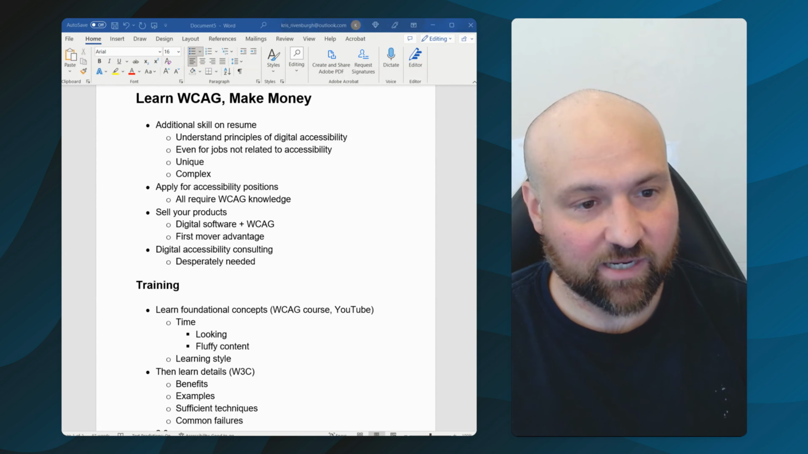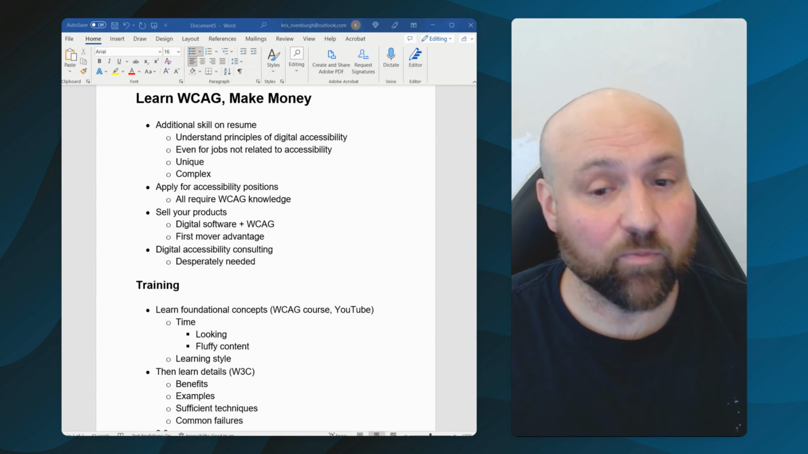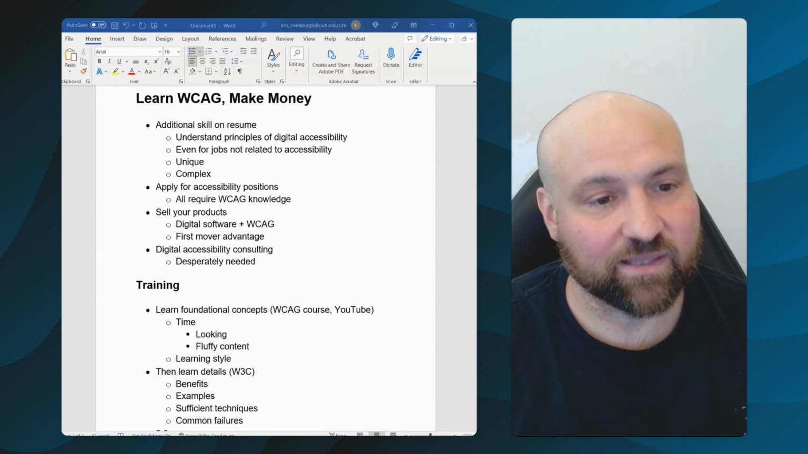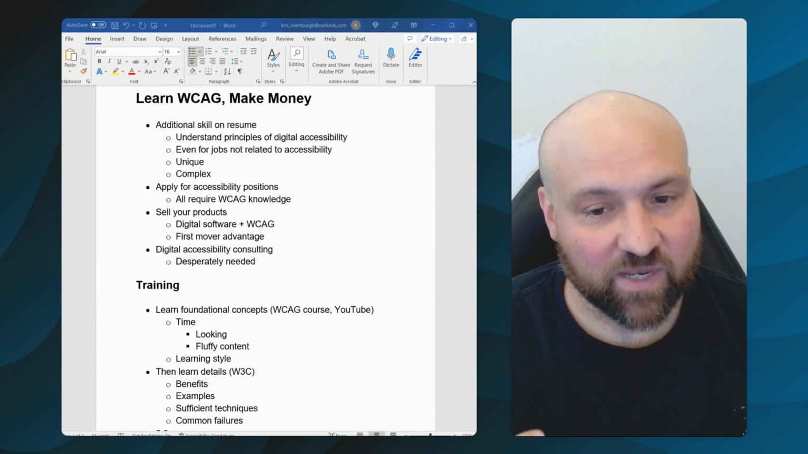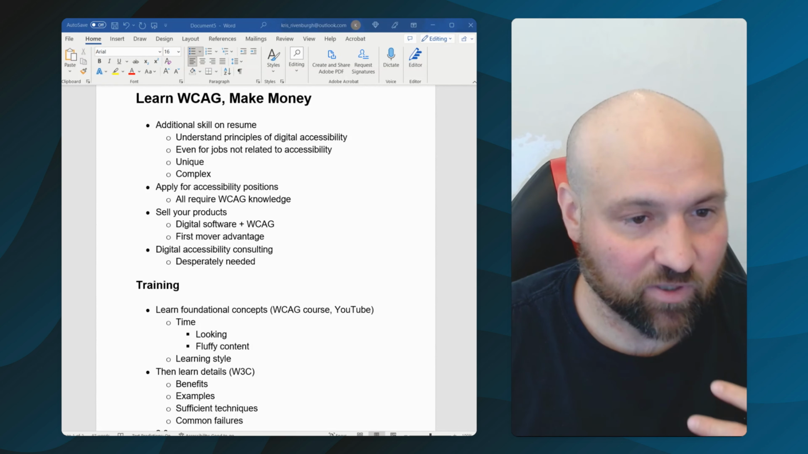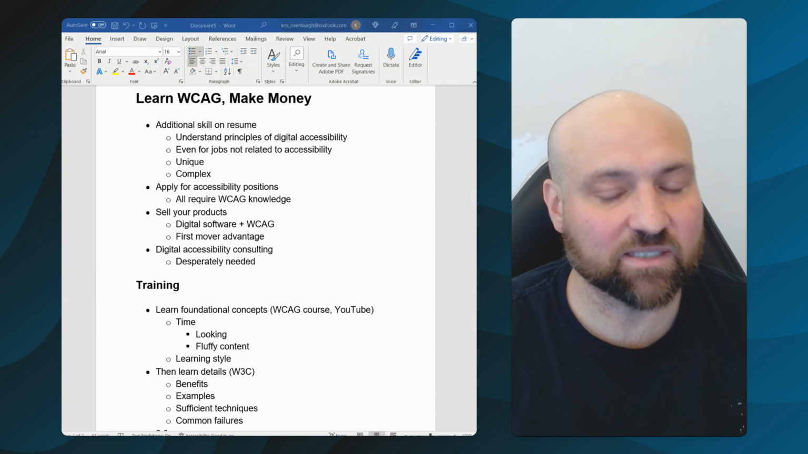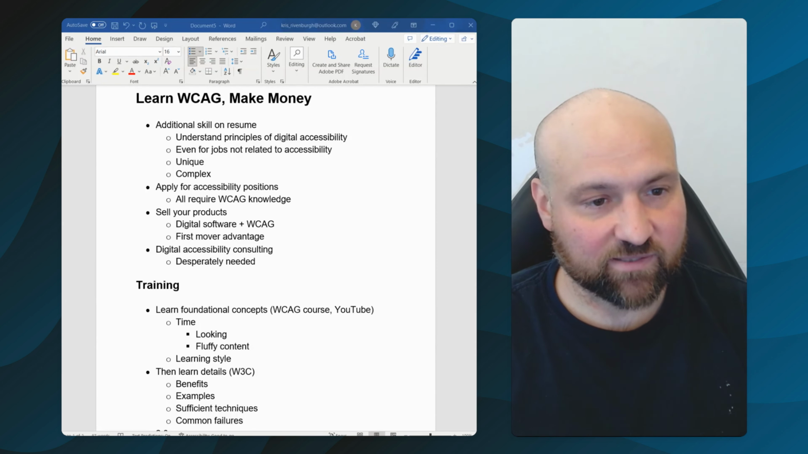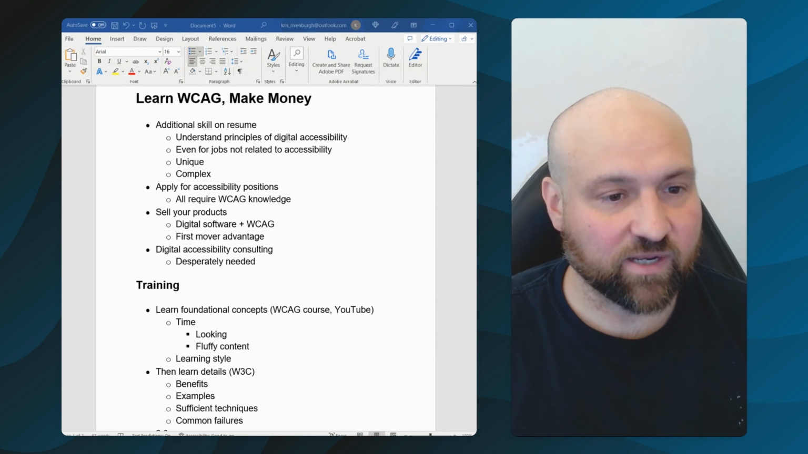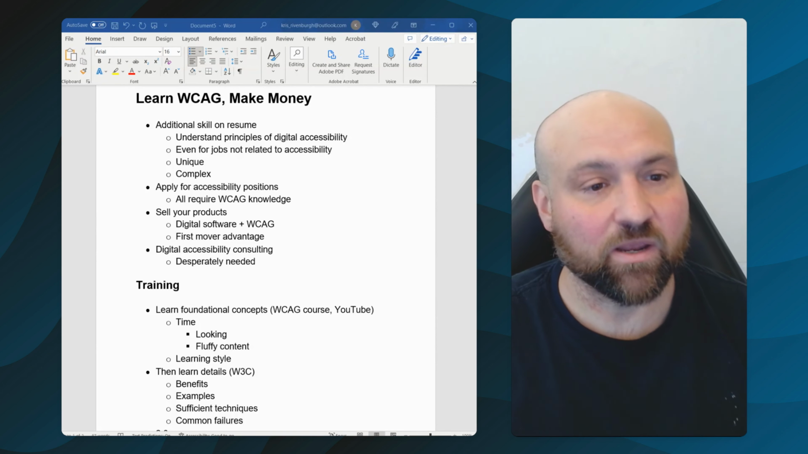It is desperately needed, whether people know it or not. But the good news is that more and more people are becoming aware. And think about everybody with digital assets. They need to make them accessible, and they need help with doing so. They need help with accessibility programs. They need help with building accessibility policies or writing accessibility policies. This space is going to become even more trending. It's going to become even more on fire than it already has been.